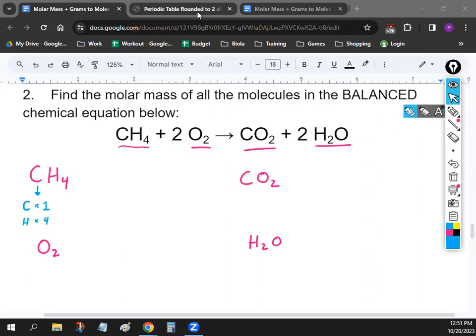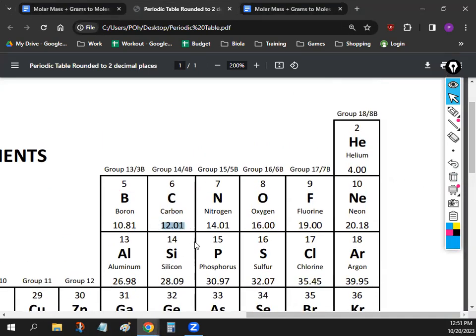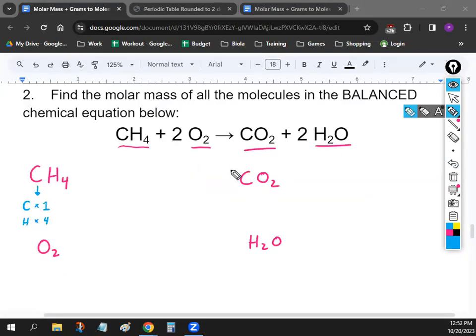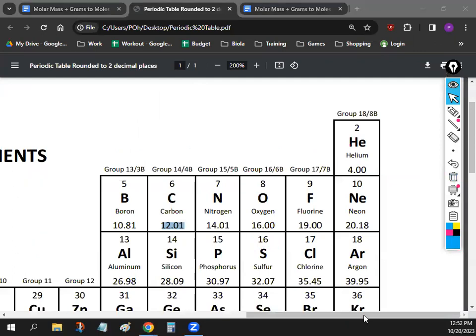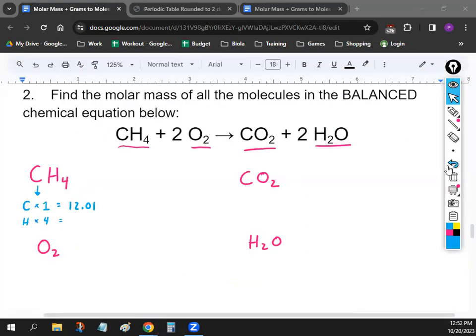If we go to the periodic table, and we look for the molar mass of carbon, you guys should see carbon has a molar mass of 12.01. So we can copy that down onto our paper. So the carbon inside of CH4 is going to weigh 12.01 grams per mole. That's how much weight the carbon contributes. Let's take a look at the hydrogen. Hydrogen on the periodic table tells us that the molar mass is 1.01. So the molar mass of hydrogen is 1.01.